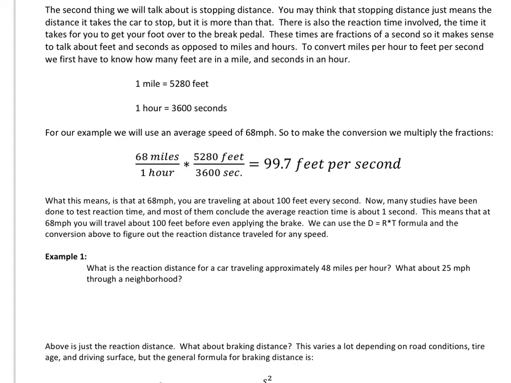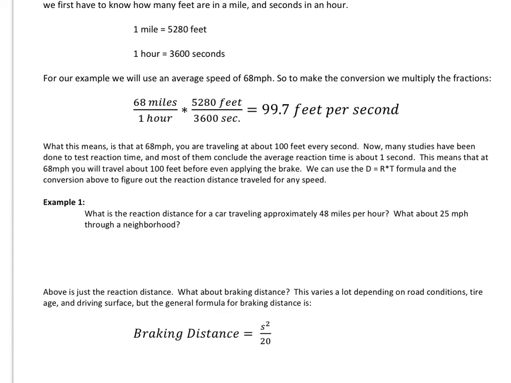So let's look at this conversion here. So here's an example of when you would use that conversion. What is the reaction distance for a car traveling 48 miles per hour? Well, the reaction time is only 1 second. So we're going to find how many feet we go in 1 second. Since we're doing 48 miles per hour, again, we write it as a fraction, 48 miles per 1 hour. And then we multiply by the conversion, which is 5,280 over 3,600.